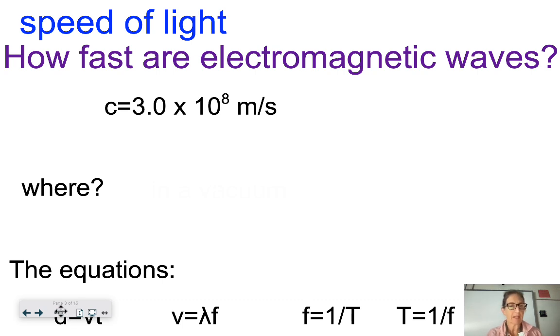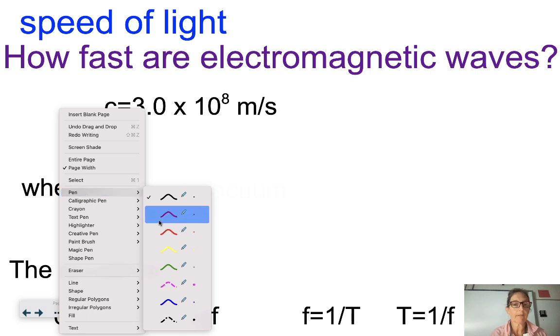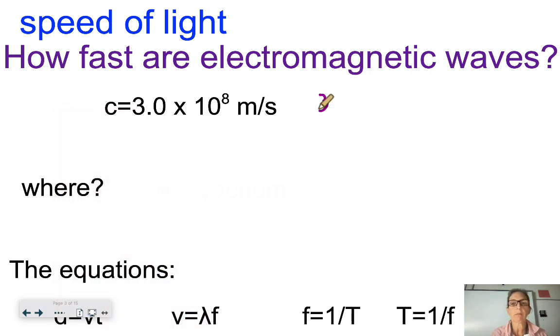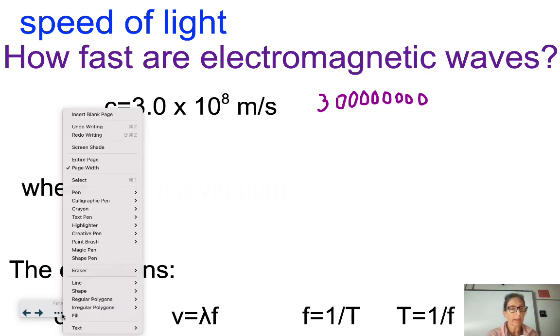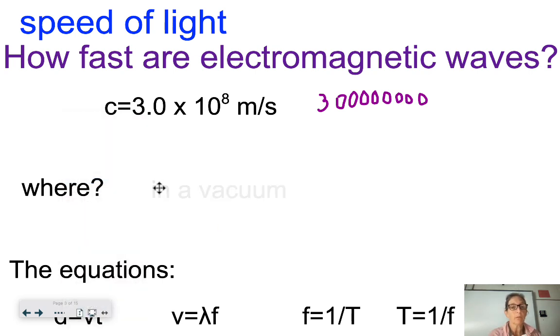3 times 10 to the 8th meters per second, which is a lot, right? And that's why I'm writing it in scientific notation, because otherwise I'd have to write a 3 with 8 zeros after it every time I wanted to work with this number. It's kind of hard to do, right? 1, 2, 3, 4, 5, 6, 7, 8. That's big, okay? It doesn't always travel at this speed. Just like other waves, the speed of a light wave or an electromagnetic wave does depend on the medium that it's traveling through. So this is the speed of light in a vacuum.